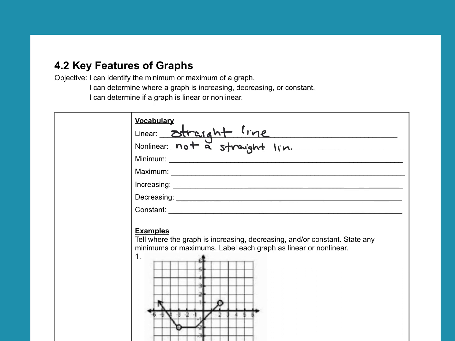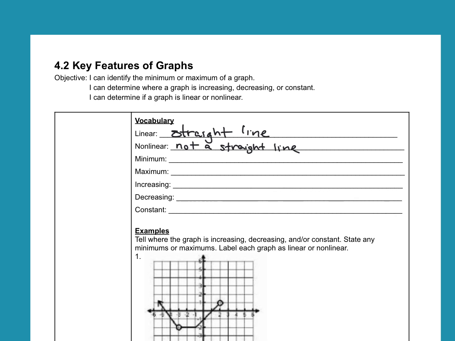So this could be a curved line, or it could be a graph that's made out of several different lines that keep changing. So if I start out going like this straight line, but then change to this straight line, now it's no longer linear. So that would be an example of a nonlinear.